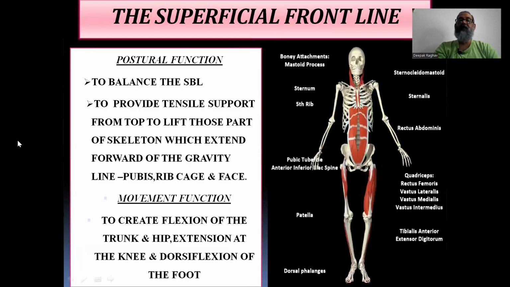Now come to the superficial front line. Postural function is to balance the superficial back line and provide tensile support from the top to lift those parts of the skeleton which extend forward of the gravity line: pubis, ribcage, and face. Movement function is to create flexion of the trunk and hip, extension at the knee, and dorsiflexion of the foot. The muscles are sternocleidomastoid, sternalis, rectus abdominis, quadriceps, tibialis anterior, and extensor digitorum.